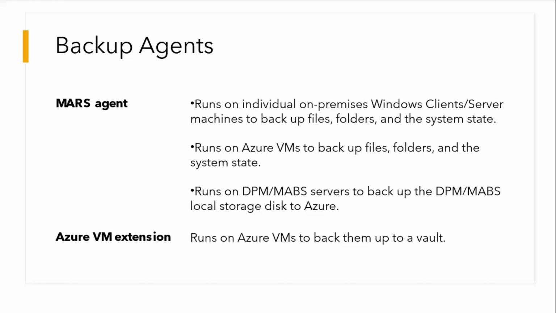To let you know the backup agents, we have two kinds of agents: the MABS agent, Microsoft Azure Recovery Services agent, and then the Azure VM extension. In case your infra is in Azure, the Azure VM extension is going to be there. Otherwise, for all your on-premise workloads, you would be installing this MABS agent. Okay.